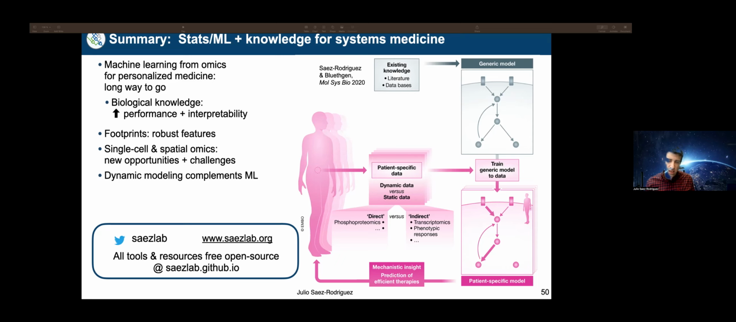In general, our strategy is to take generic knowledge from databases and literature. This allows us to build a starting generic model, but then we can train it to patient-specific data to generate a patient-specific model. This data can be more direct measurements like phosphorylation, more indirect measurements like transcriptome, or even phenotypic responses. But in all cases, these patient-specific models can on one hand be used to get mechanistic insights, but also we can use them to predict therapies.